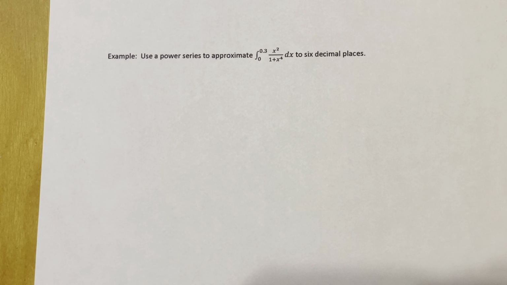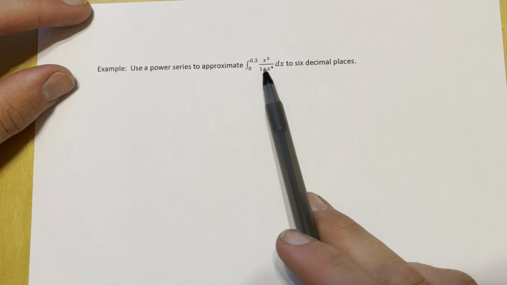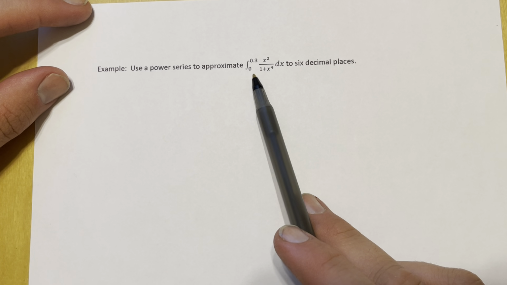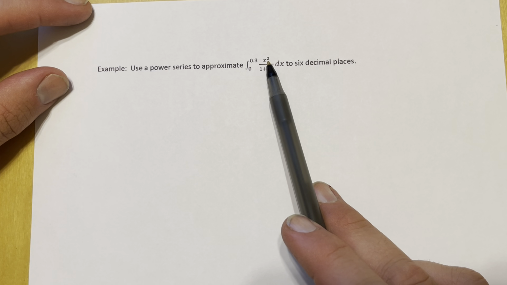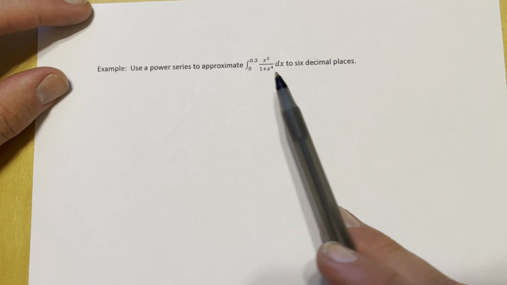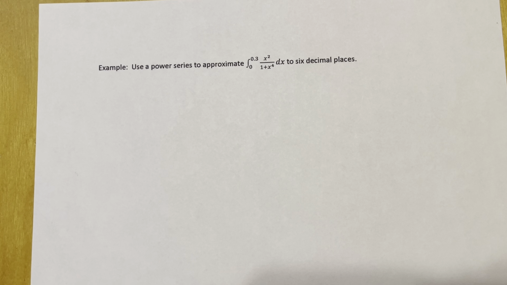All right, let's do one last example to see where we might use a power series to approximate a definite integral, because this is one of the many uses of these power series. So here we want to evaluate the integral from 0 to 0.3 of the function x squared over 1 plus x to the 4th. And we want to evaluate that to 6 decimal places. So correct or accurate to 6 decimal places is what that means.